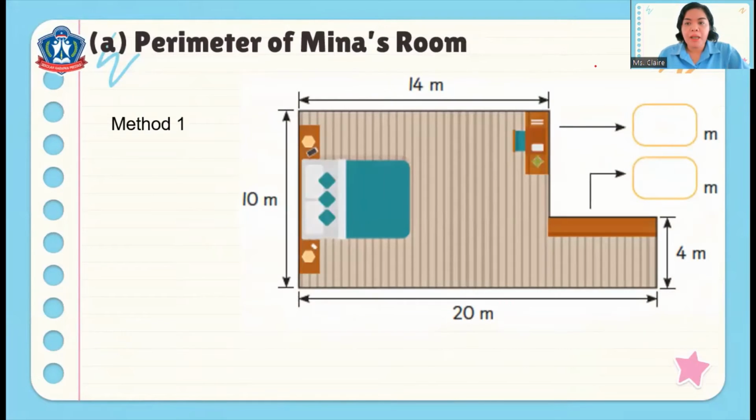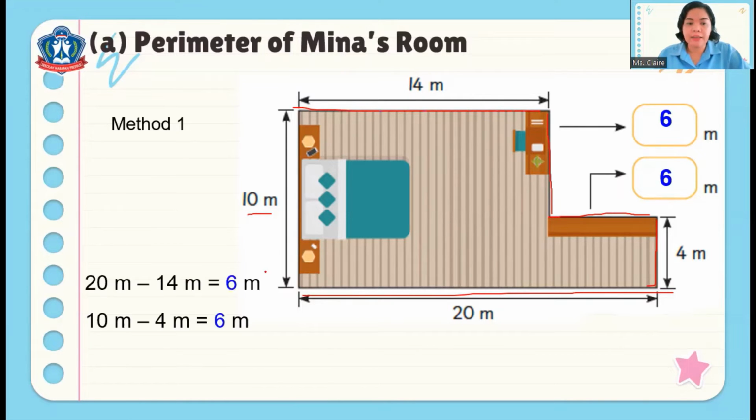Take a look. To get this length or dimension here, all we need to do is to subtract this 10 minus this one, 4. So that is equal to 6. To get this one also, we will subtract 20 minus 14. So that is a 6. So all the dimensions now are complete.